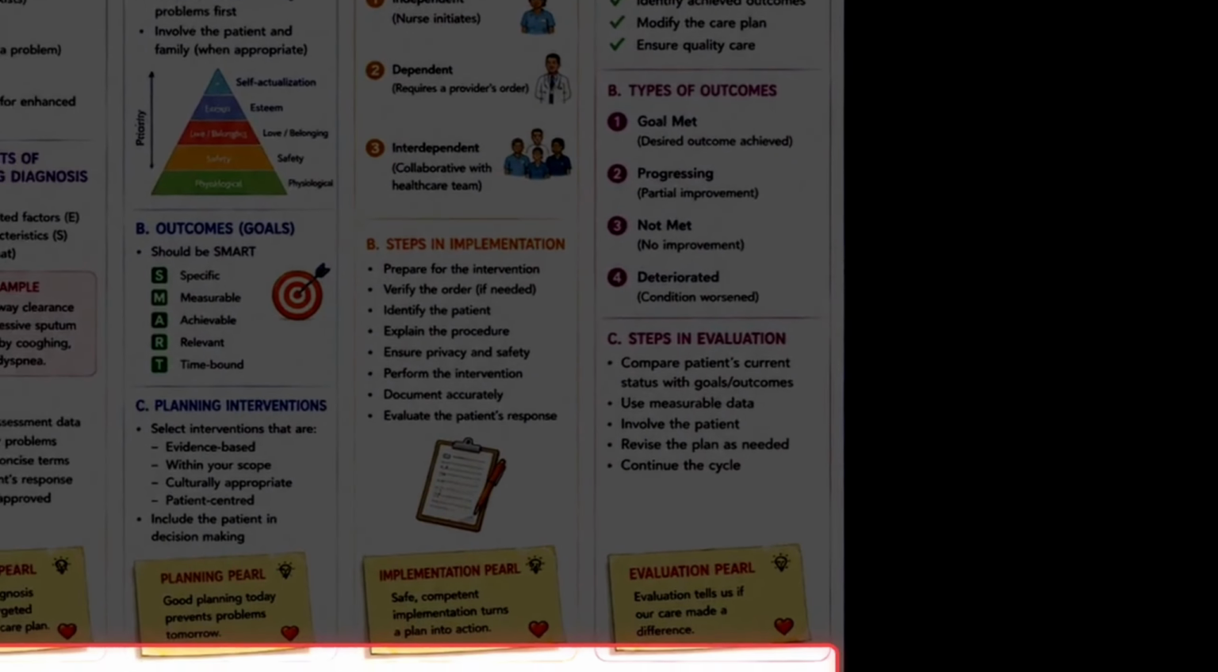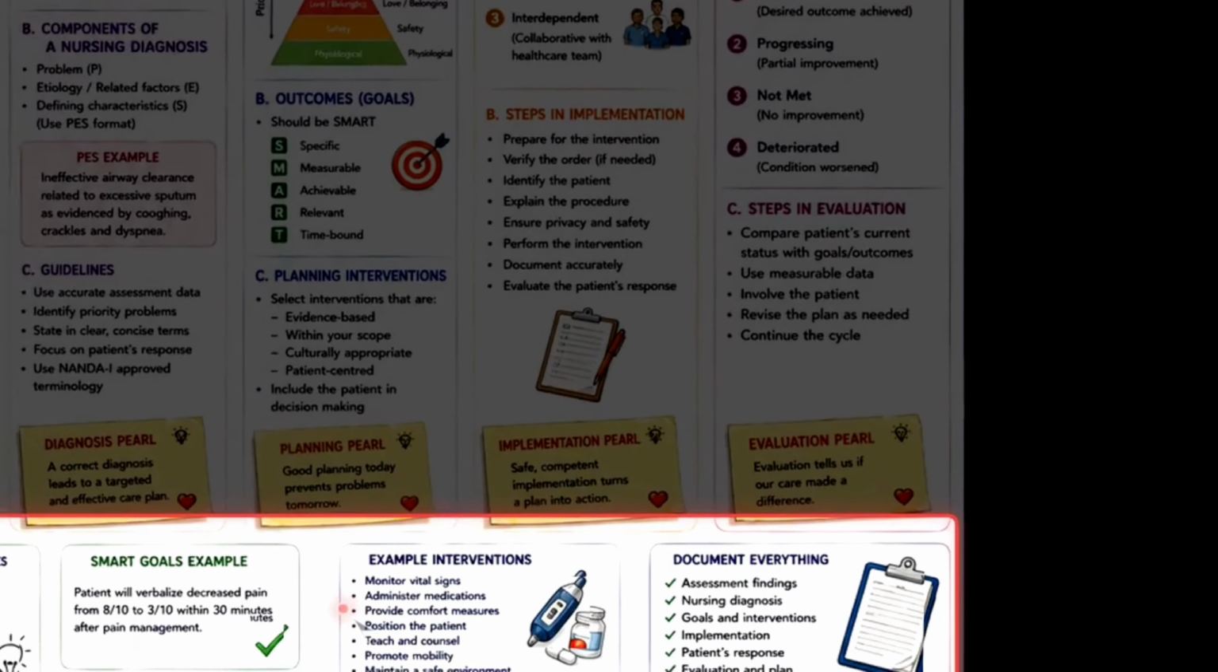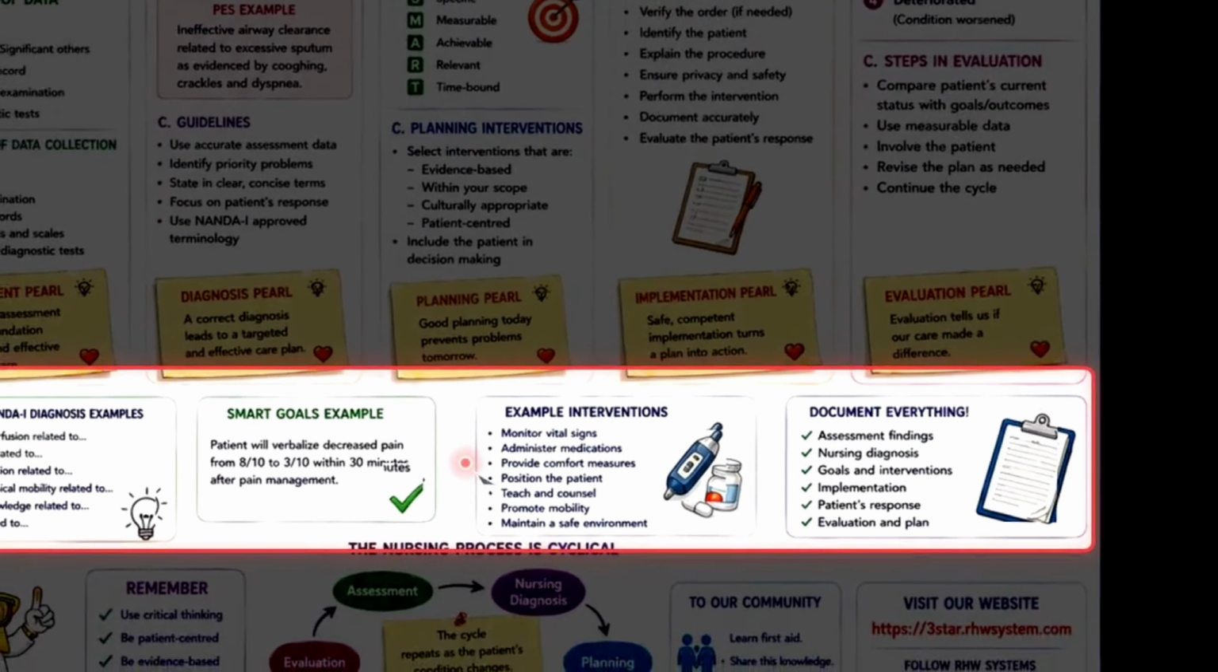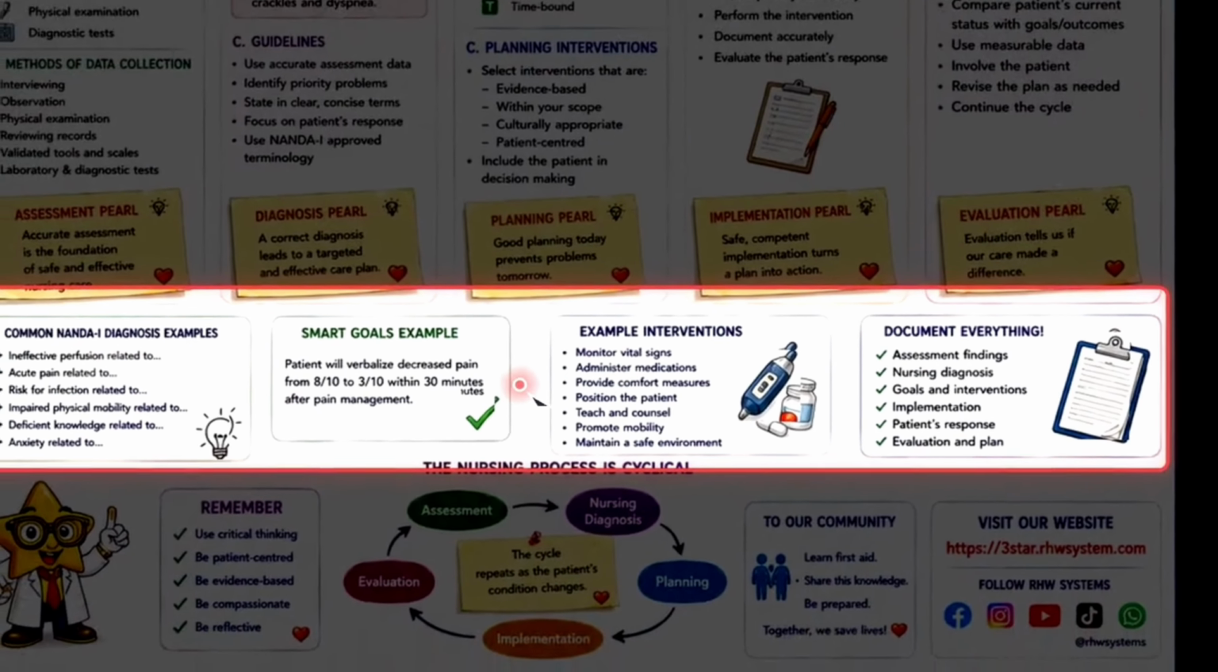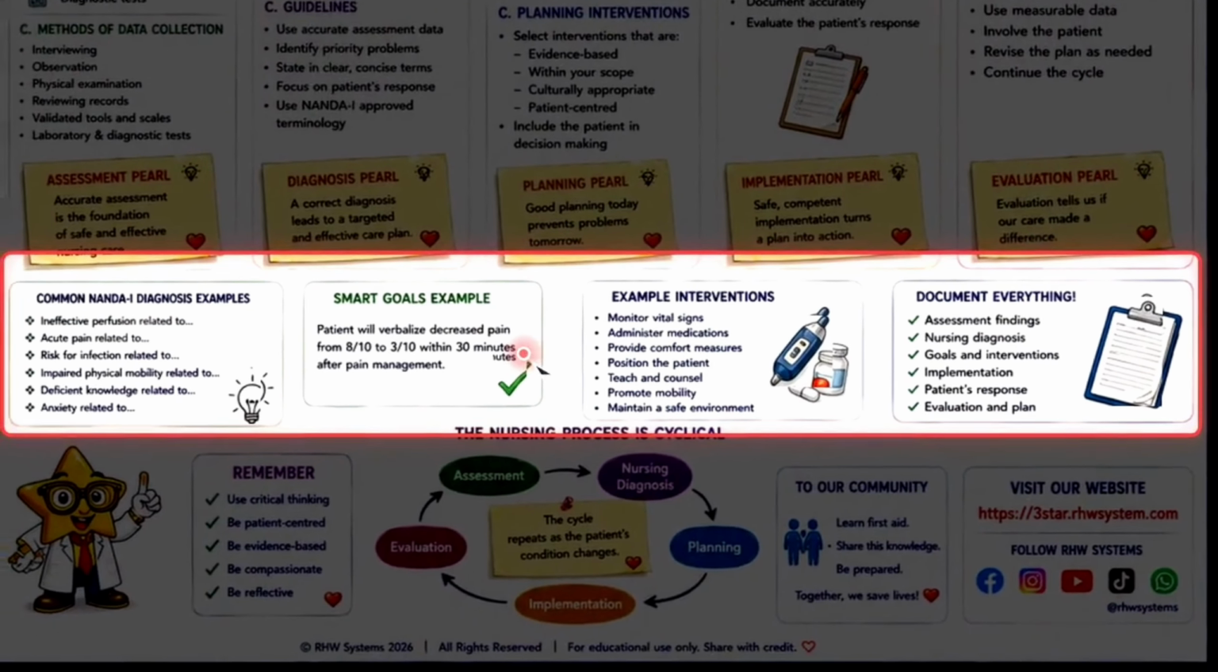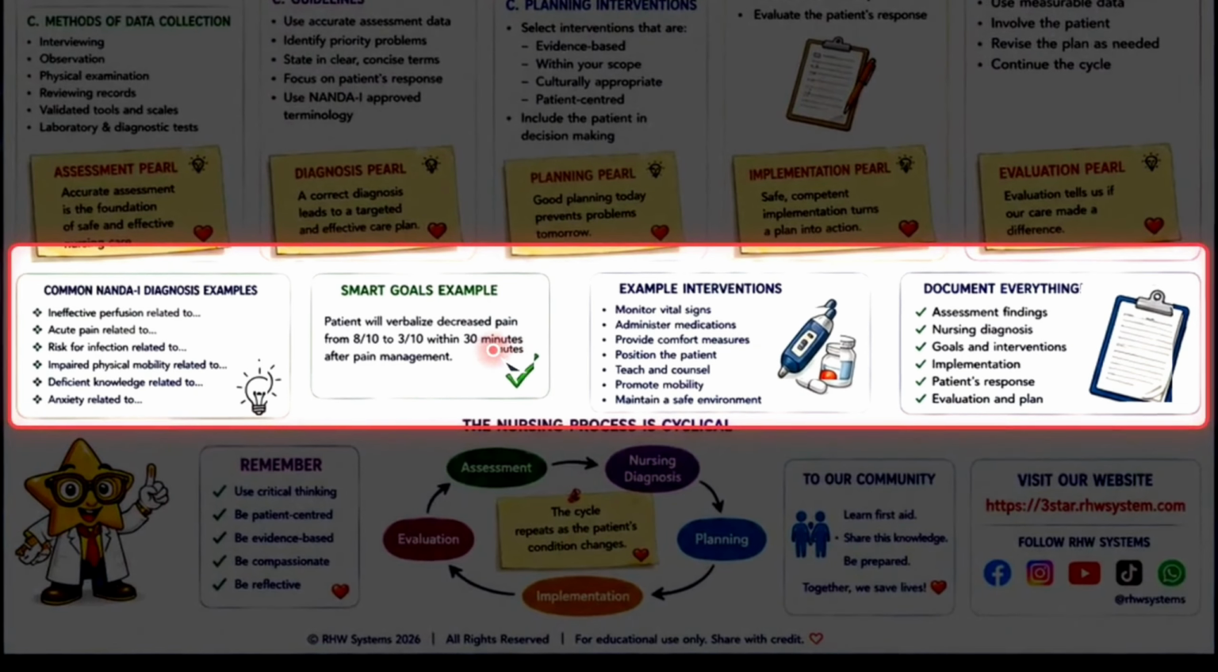Look at these frequent nursing diagnostic labels encountered in clinical practice. Ineffective tissue perfusion. Acute pain. Risk for infection. Impaired physical mobility. Deficient knowledge and anxiety. Notice how every label pinpointedly defines a specific nursing domain.